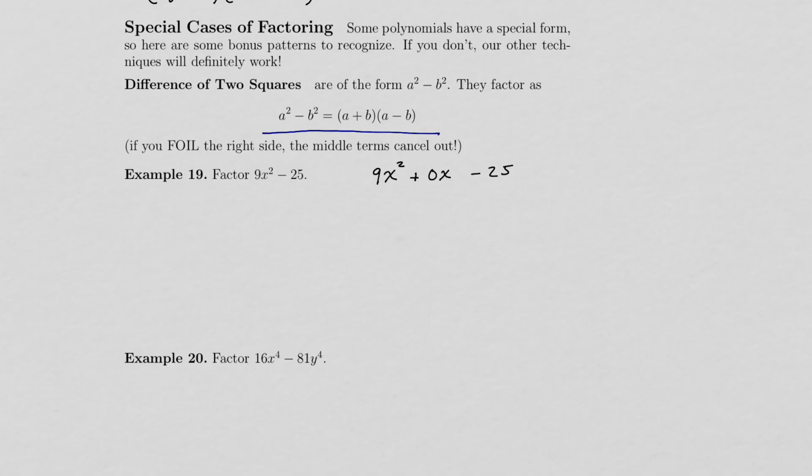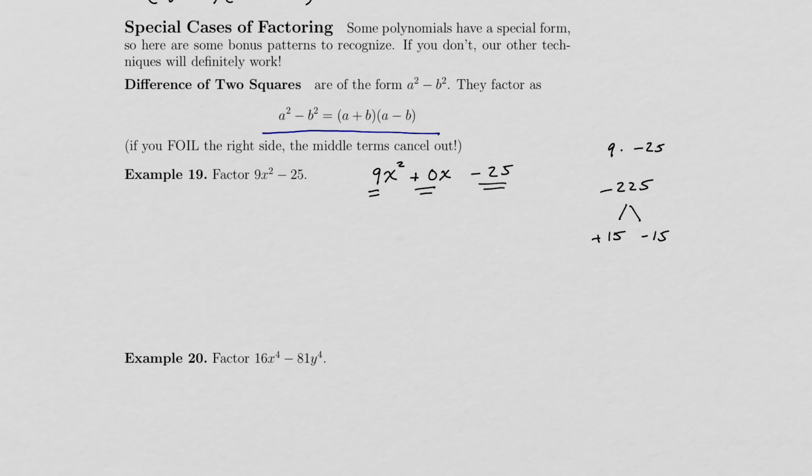I could use the AC method. So I want 2 things when multiplied. Well, actually, first, before that, start by multiplying a times c. So 9 times negative 25 is going to be, what is that going to be? Negative 225. And then I want 2 things when multiplied will give me negative 225, and added will give me 0, because the b is really 0 in this case. And actually, it turns out that positive 15 and minus 15 will work.